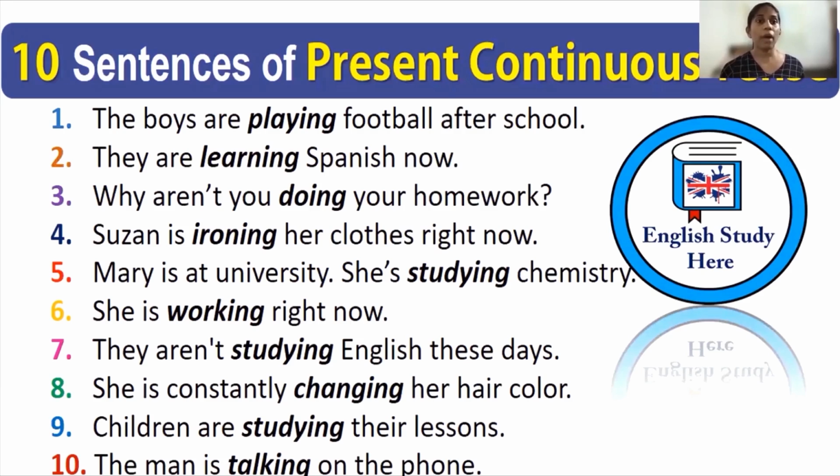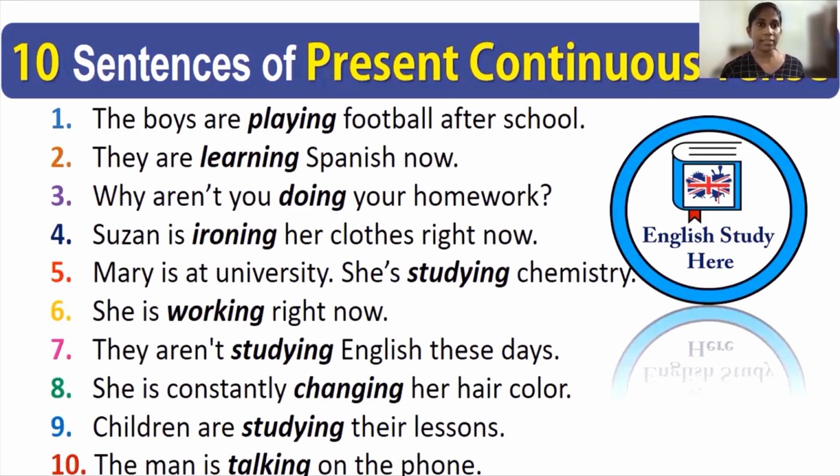Third example is, why aren't you doing your homework? Okay, that's a question. Here, I have used the relevant helping verb are not, aren't. It is a contracted form of the helping verb are not, is aren't. Aren't, then the relevant subject is you, aren't you. Then the ing form of the verb doing. Why aren't you doing your homework?